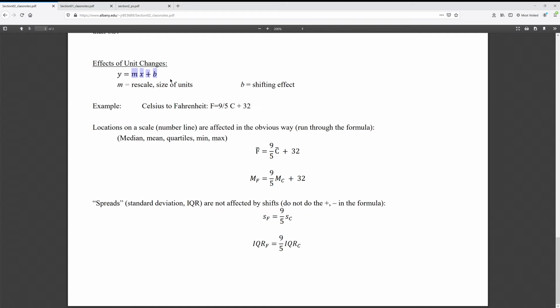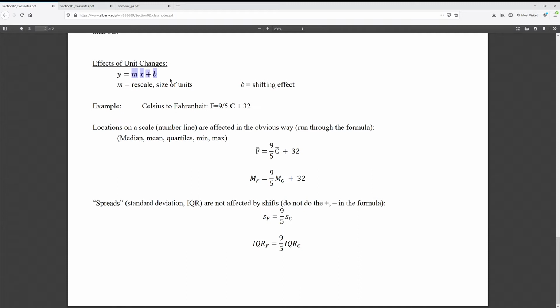Now bear in mind, if you rescale the units, as far as the m goes, nothing in is nothing out. m times 0 is still 0. 0 cups is 0 quarts, and so forth and so on. But if you have a shifting effect, then you're moving the 0 point, right? Theoretically, if somebody got a 0 on the exam and I added 5 points to everybody, then they would get a 5, right? So 0 in, 5 out. So shifting involves changing the 0 point.